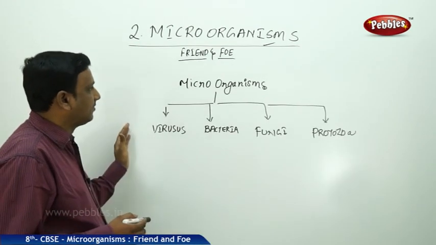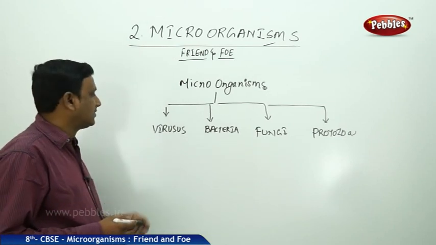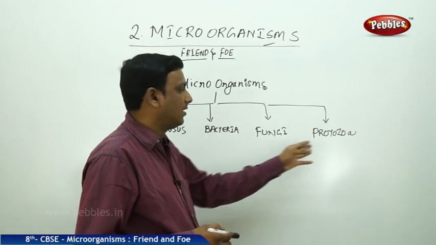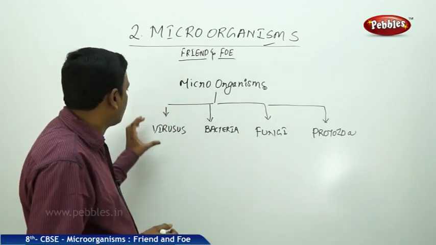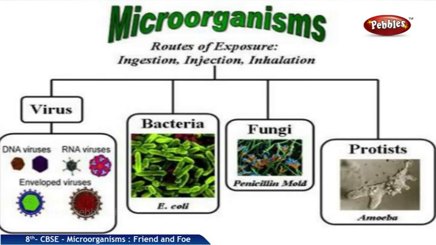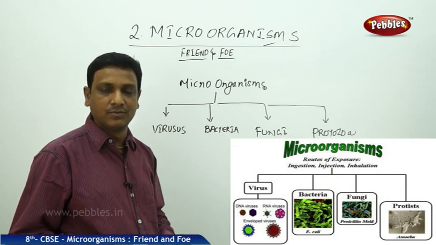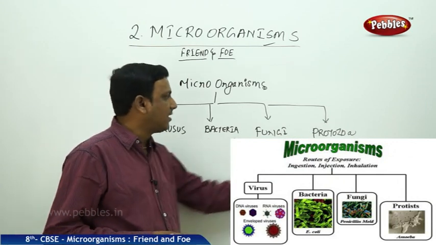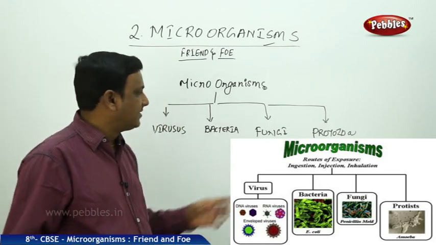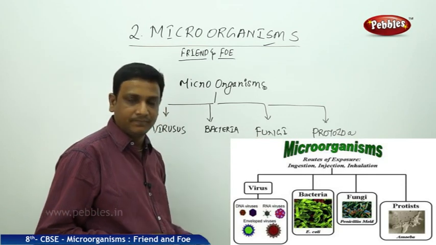Now let us look at the different categories of microorganisms: viruses, bacteria, fungi, protozoa. In this, certain microorganisms can be seen with the help of a magnifying glass, that means a hand lens. Which one can you see here? Fungi. Certain kinds of fungi can be seen with a magnifying glass or hand lens or with a simple microscope. But certain microorganisms can be seen only with a compound microscope. You need a compound microscope to see bacteria and protozoa. You cannot see them with a hand lens, like fungi.